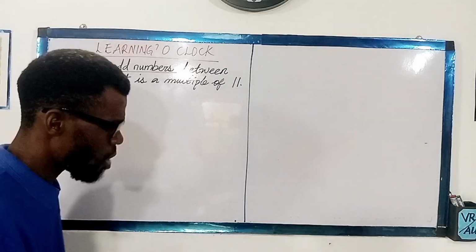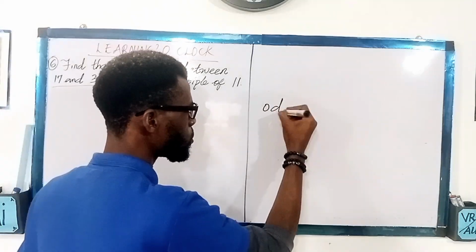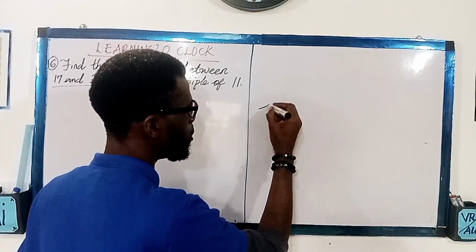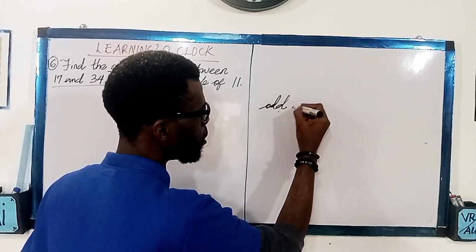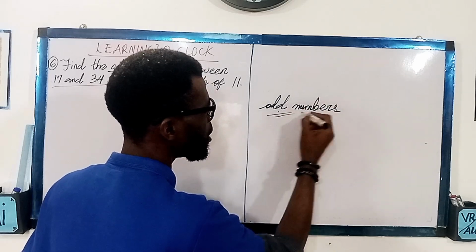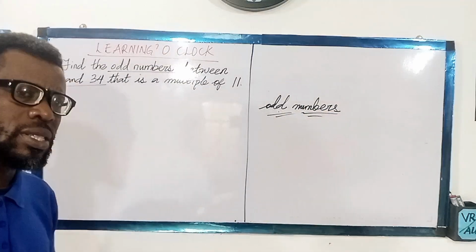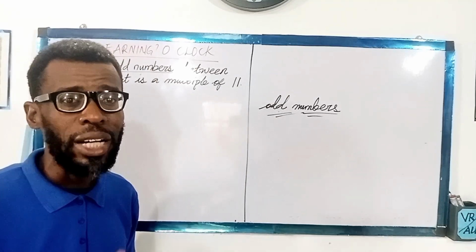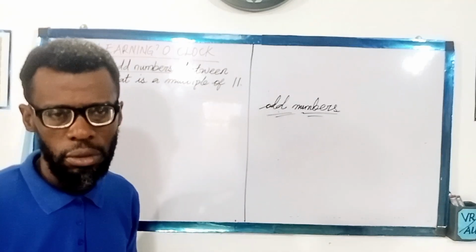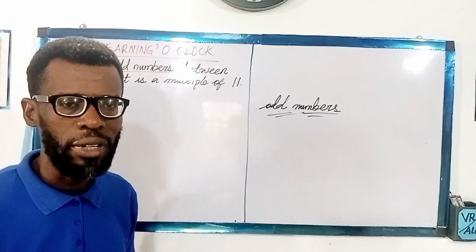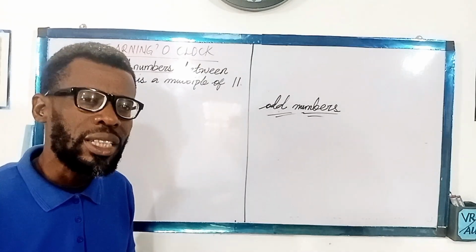So the question is, what are odd numbers? Odd numbers are numbers that cannot be divided by 2 evenly.